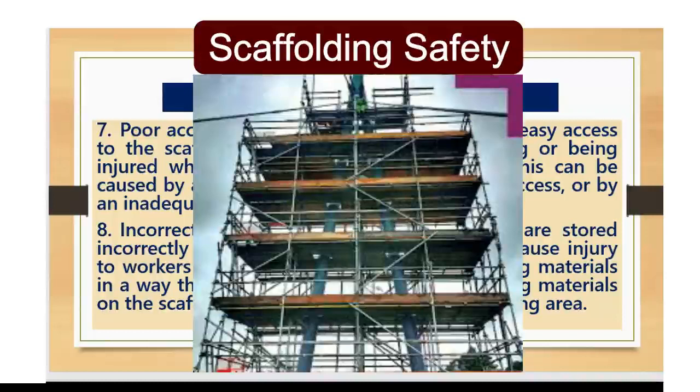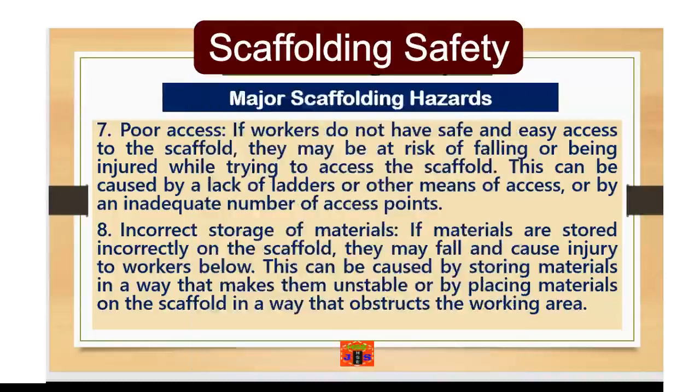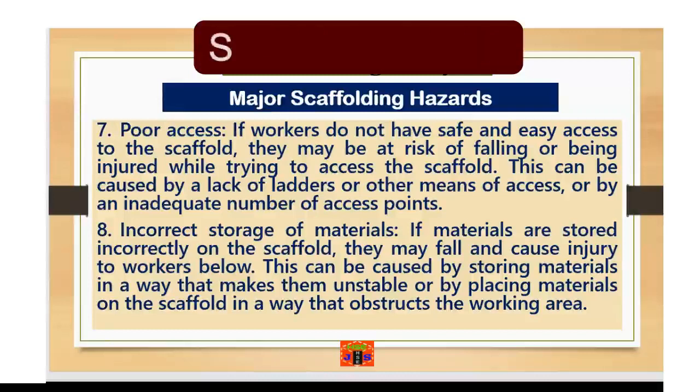Number eight, incorrect storage of materials. If materials are stored incorrectly on the scaffold, they may fall and cause injury to workers below. This can be caused by storing materials in a way that makes them unstable, or by placing materials on the scaffold in a way that obstructs the working area. So, incorrect storage of material can also cause a scaffold collapse.